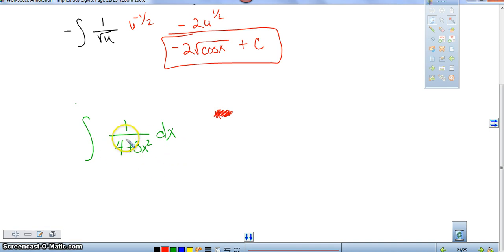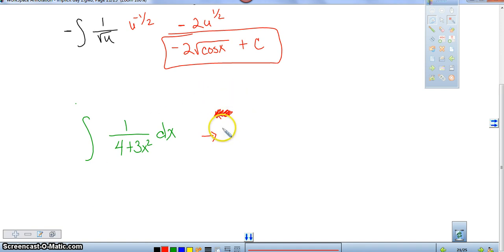I don't really see much algebra I can do here. If you remember a couple of the techniques used algebra, used some factoring or multiplying by the conjugate. I don't really see any algebra that I could do there. So what you need to look at is your arc, your inverse trig functions.